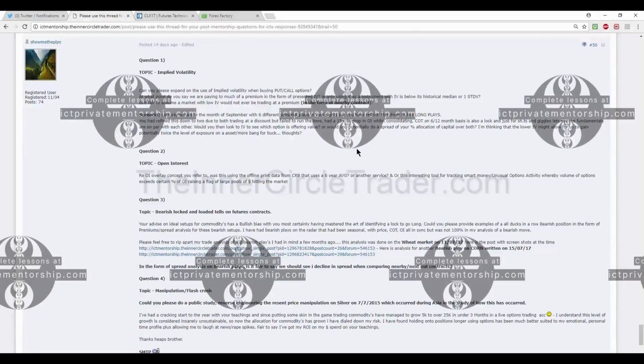Question number 2, the topic is open interest. Regarding the open interest overlay concept you refer to, was this using the offline print data from CRB that uses a 6-year average, or another service? Or is this an interesting tool for tracking smart money, unusual options activity whereby volume of options exceeds a certain percent of open interest, raising a flag of large pools of money hitting the market?